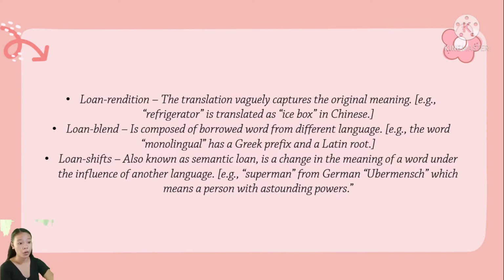Next is loan blend. Loan blend is composed of borrowed words from different languages. It is a type of borrowing that combines two different languages in order to create a new form of word. For example, monolingual is a borrowed word from Greek and Latin languages. Mono is borrowed from the Greek language, and lingual is borrowed from the Latin language.